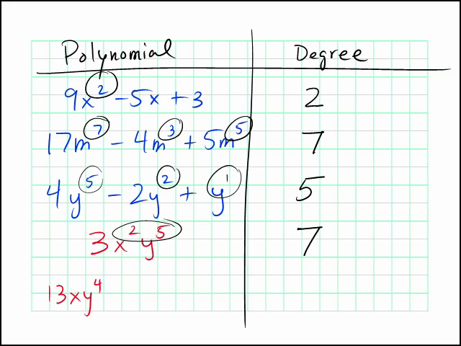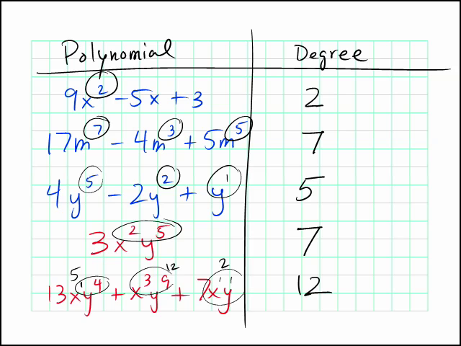13xy to the 4th plus x cubed y to the 9th plus 7xy. If I add the exponents in this term, those add up to 2. So that term is degree 2. Adding those up, I get 12. This term is degree 12. And adding these exponents, that's a 1 and a 4 here, that's degree 5. The polynomial's degree is the highest degree, and so we have to go with 12. This polynomial is degree 12.